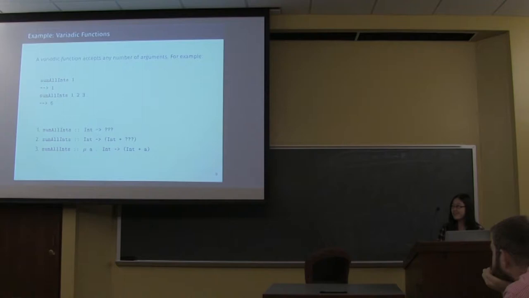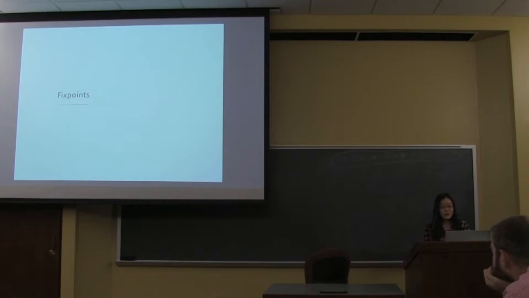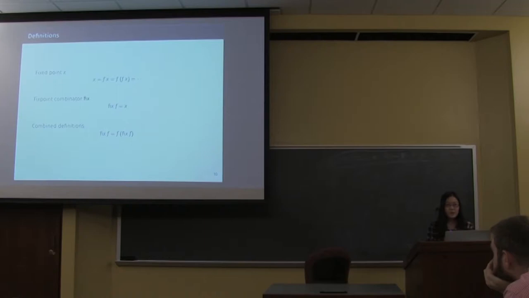OK, so now I'm going to try and give a more rigorous definition of mu based on the intuition that hopefully you've acquired from these examples. So let's start by defining some terms. We have a fixed point, which is some x, which satisfies the equation x equals f of x. And the interesting thing about fixed points is that no matter how many times you apply f to x, you will still have the same value.